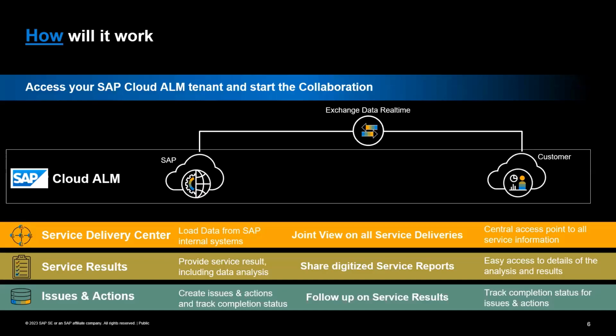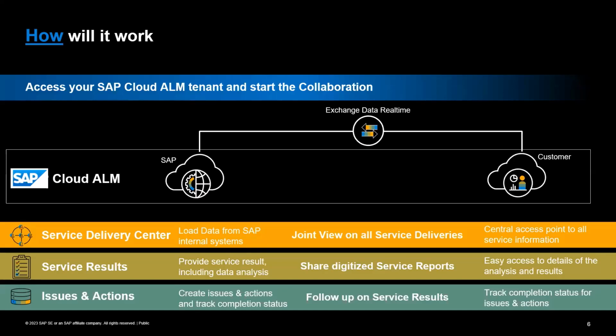As I said, they're slightly different, but to the end users, it looks very, very similar. And the idea, of course, is that via the service delivery center, for instance, we have the joint view on all service deliveries of a customer. So if the customer logs in to his Cloud ALM tenant and checks what are the service deliveries that are supposed to happen in the next 6 months, that's the same services that he or she sees there that the SAP consultant sees.